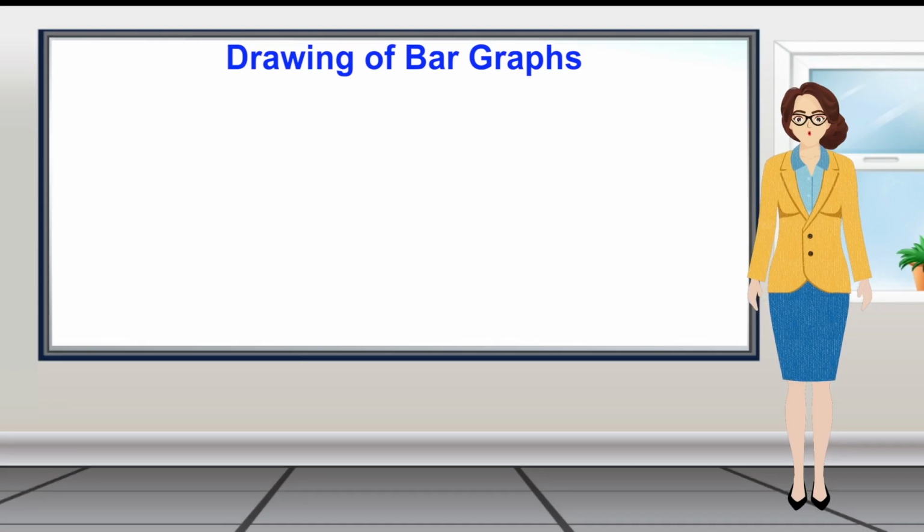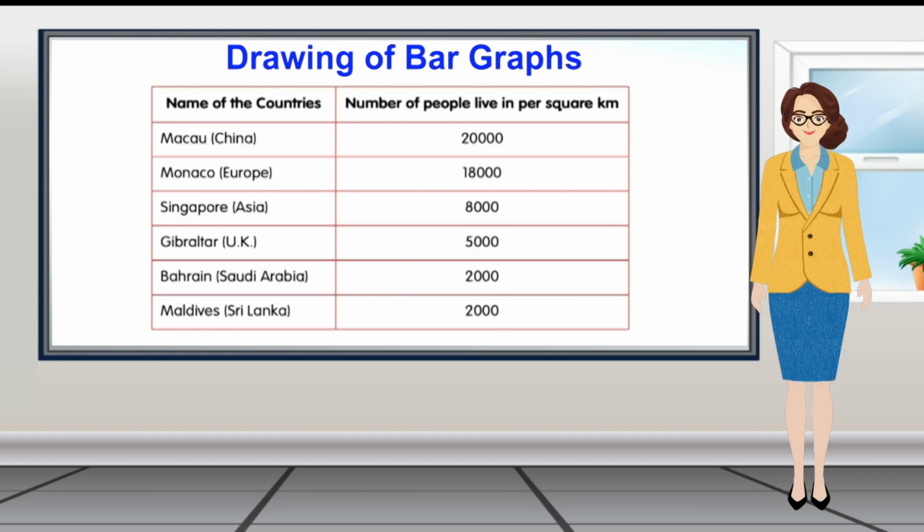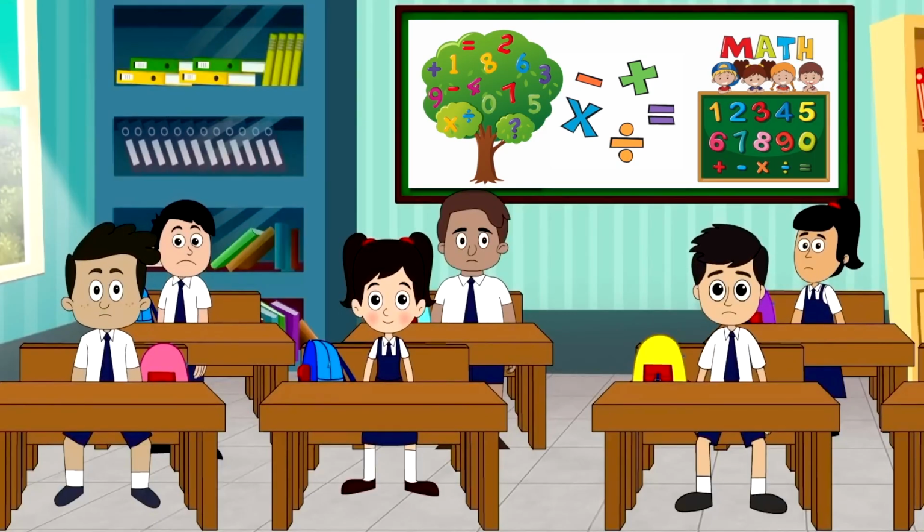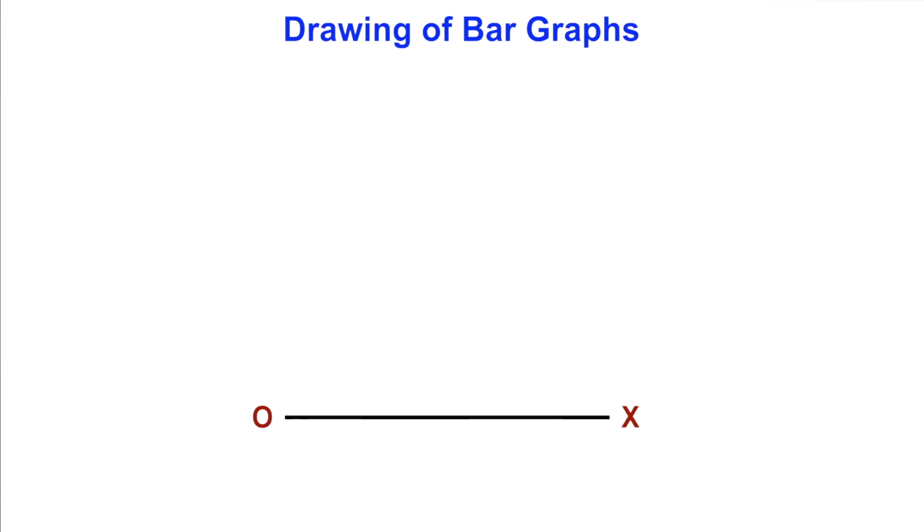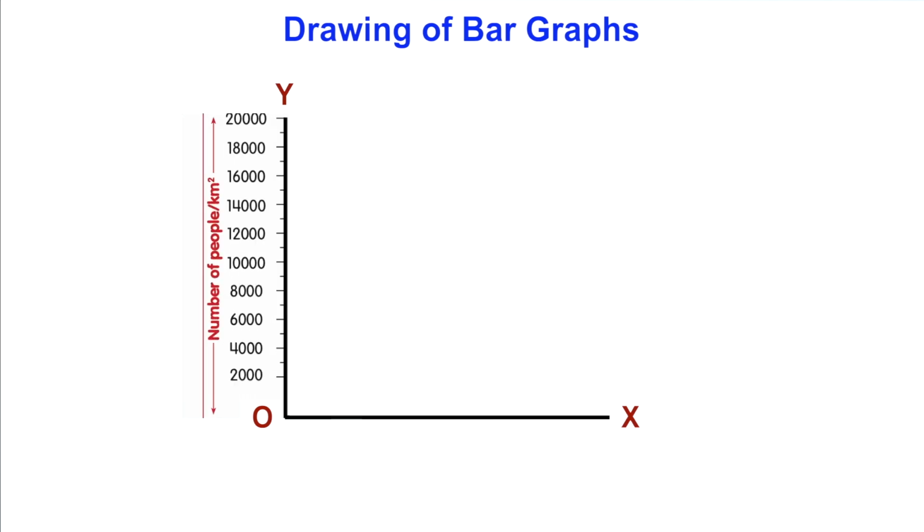Let's learn how to draw a bar graph from one example. Observe the given table, which shows the population of different countries per square kilometer. Follow the given steps to draw the bar graph. Step 1. Draw a horizontal line OX and a vertical line OY intersecting at O. Step 2. Choose a suitable scale. Here, we will choose the scale 1 unit equals 2000 people, as most of the numbers are multiples of 2000.